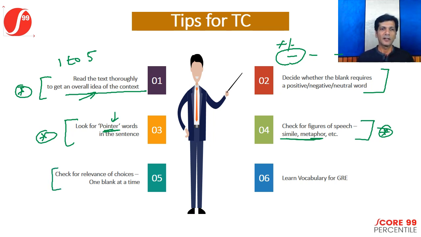Point number 5. Check for relevance of choices one blank at a time. This is extremely important. So don't try to, let's say, spend a lot of effort and figure out how to fill the three blanks in one go. Take them one at a time. Try to see which ones fill one blank at a time, and that should give you a good idea about how you go about filling the entire context. And of course, this is again common to what we discussed for sentence equivalence, the importance of vocabulary for GRE.